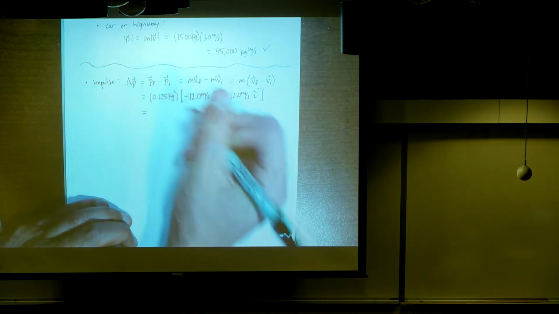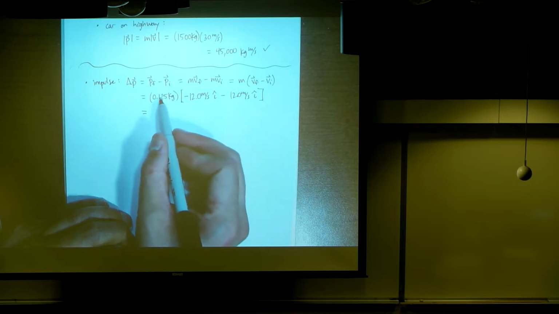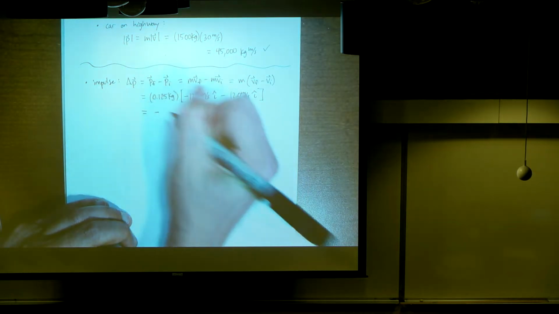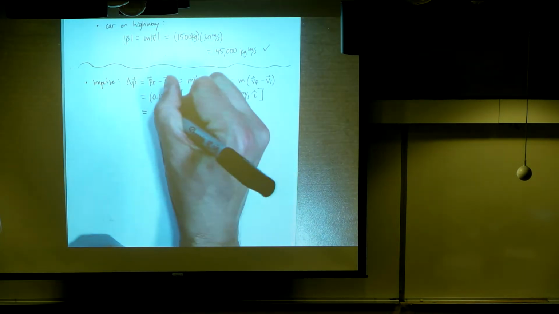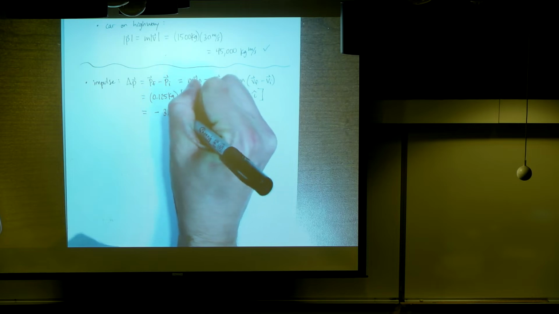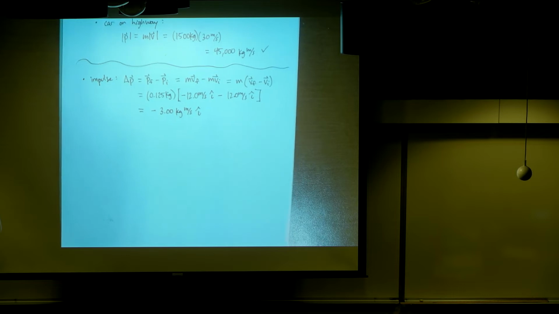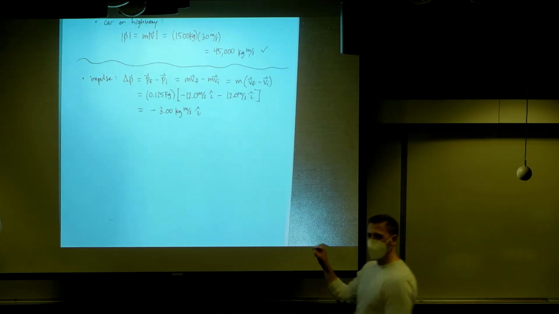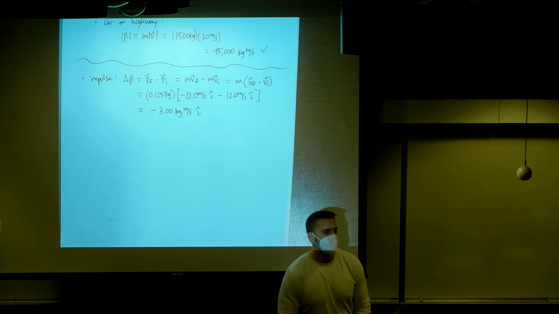Can someone crunch these numbers? Basically what we have is 12 plus 12 times 0.125 with a negative sign out front. So 24 times 0.125. It's just 3. So 3 kilogram meters per second i hat with a negative sign out front. So that means the change in momentum is going to the left, in the negative x direction, okay?